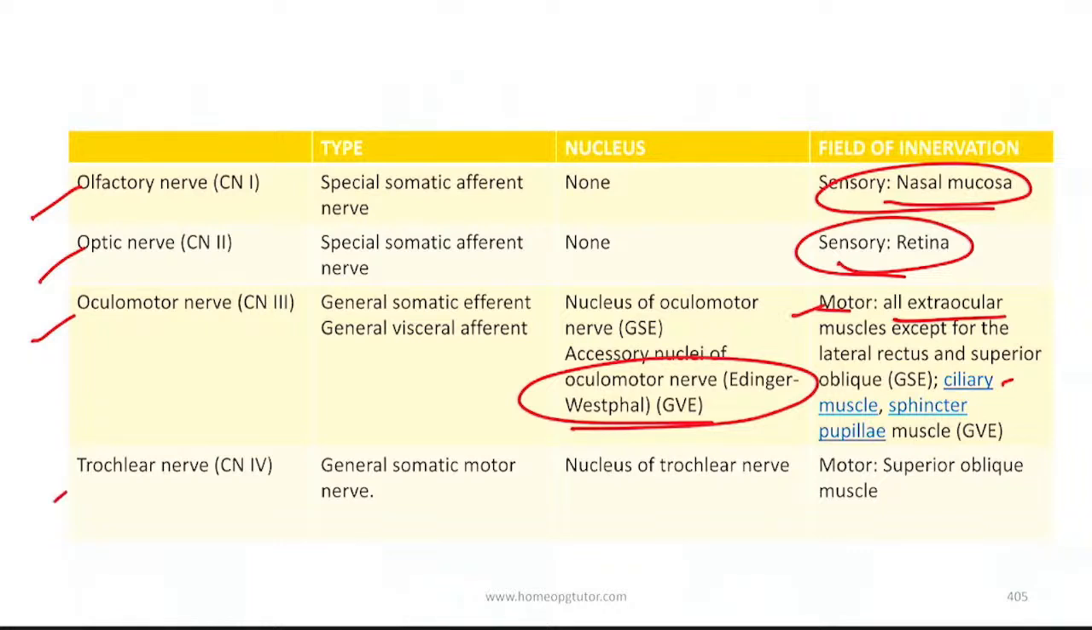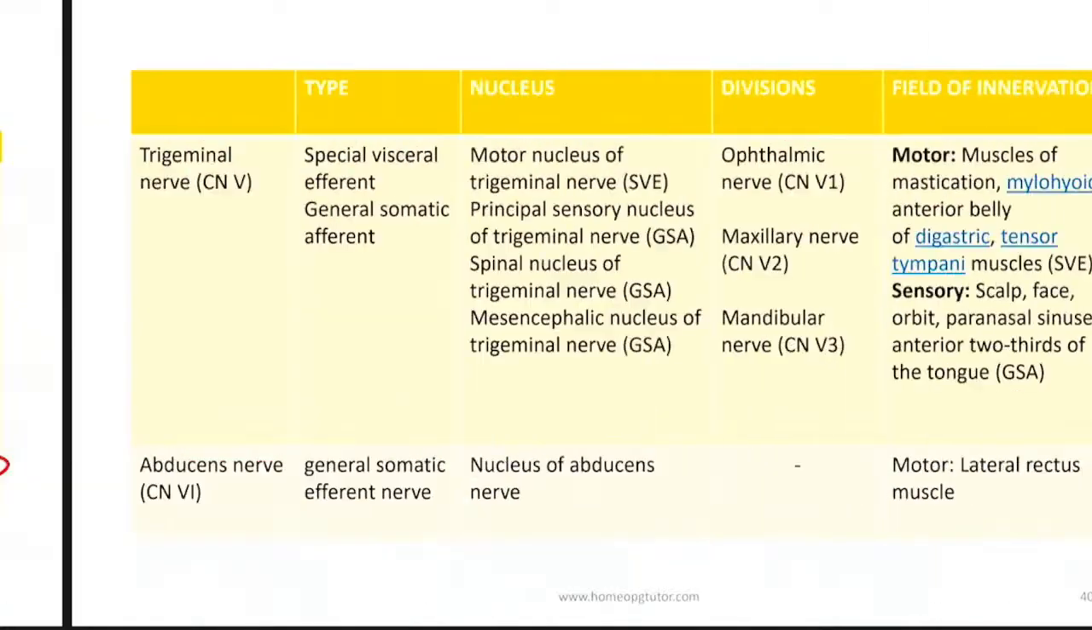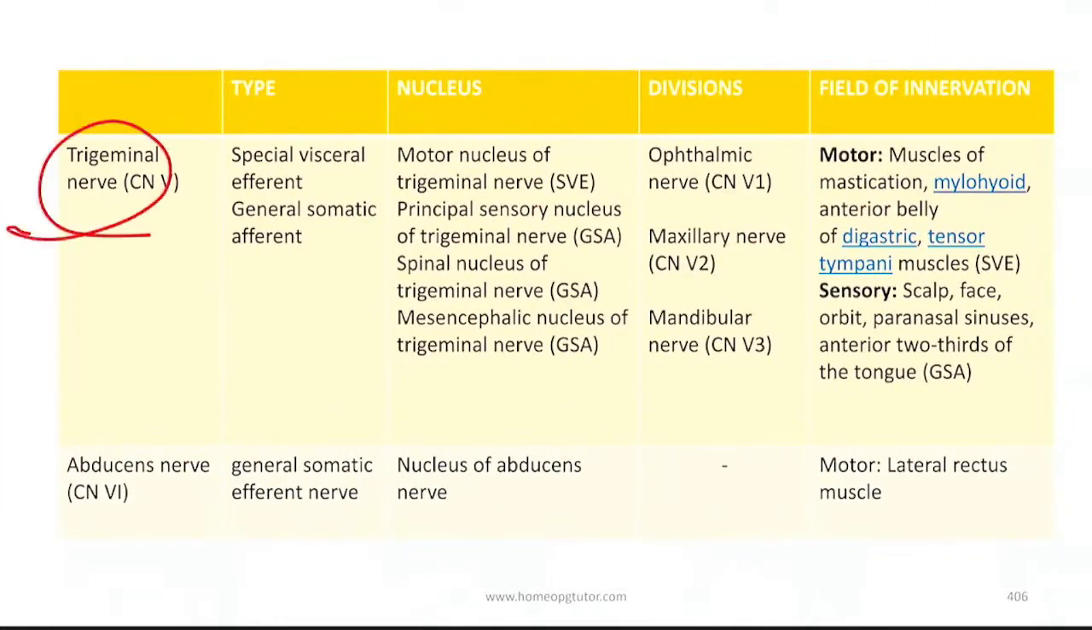Then the trochlear nerve, nothing much to remember. Just remember it is the thinnest one with the longest intracranial course. Then also remember that it exits from the posterior portion of the midbrain, and also it innervates the superior oblique muscle. Then trigeminal nerve, already mentioned everything.